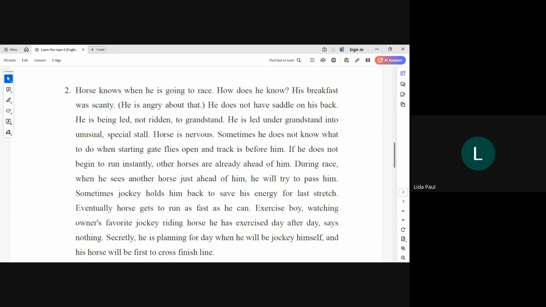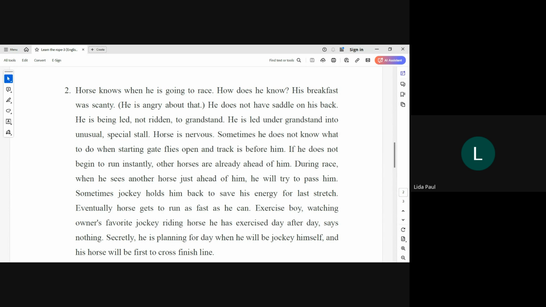Next: "Exercise boy watching owner's favorite jockey riding horse he has exercised day after day." The exercise boy. You use "the" for exercise boy. Then later on, the exercise boy watching the owner's favorite jockey.